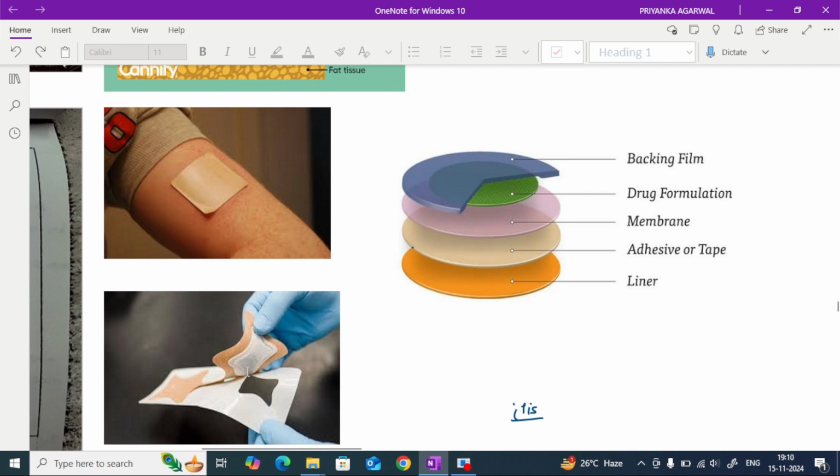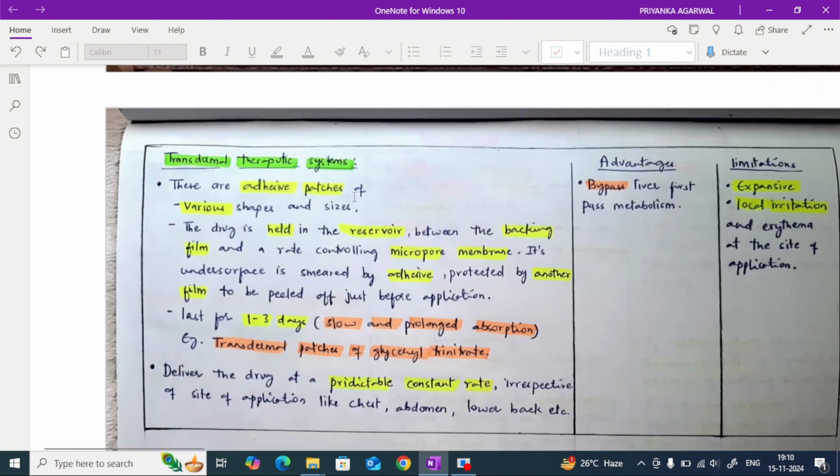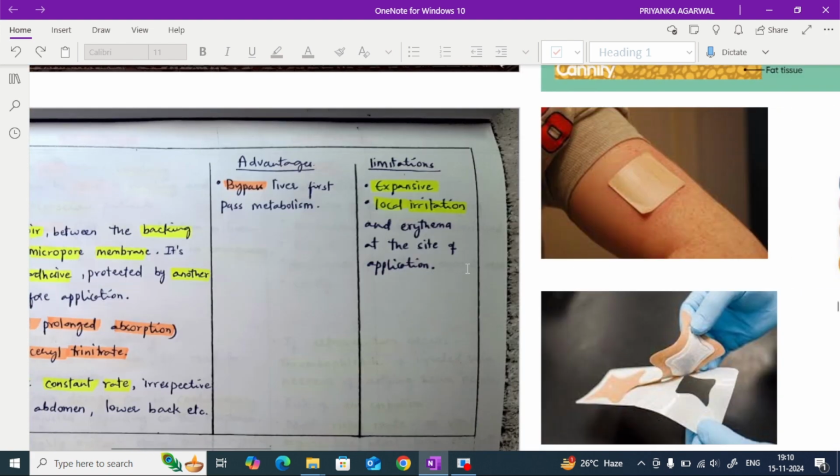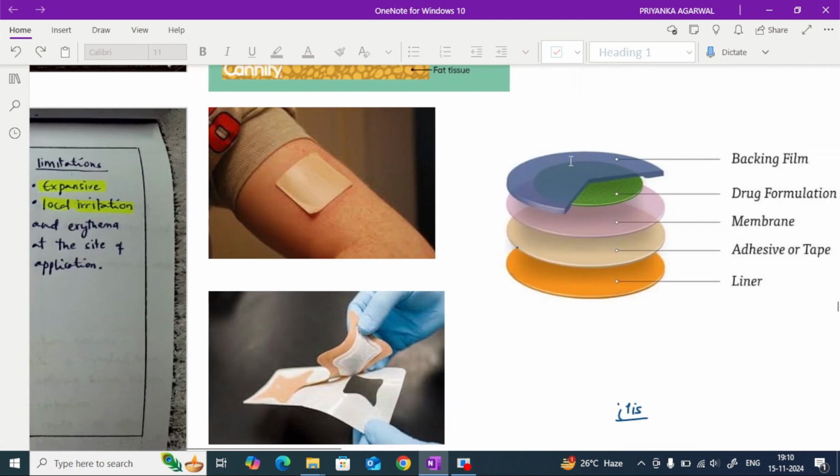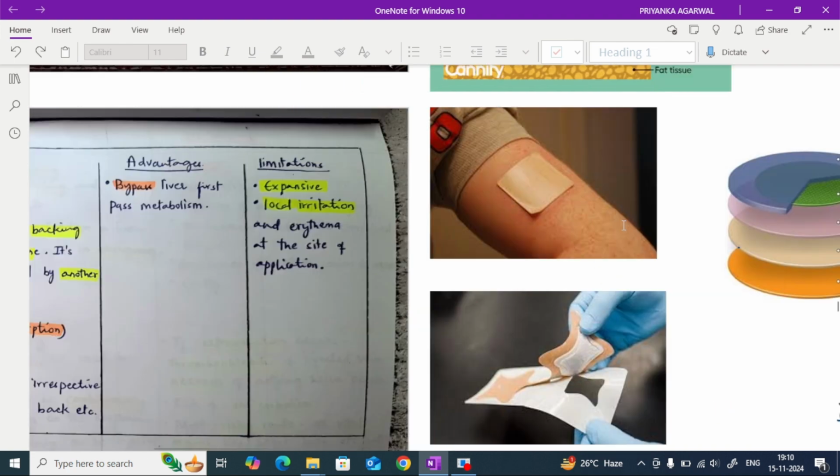detailed diagram of this patch. Okay, so drug here will be held in a reservoir. Can you see this green thing here? So this is the reservoir. So drug is held in the reservoir between the backing film and the rate controlling micropore membrane. So this blue thing will be the backing film, and this pink color is the rate controlling micropore membrane.